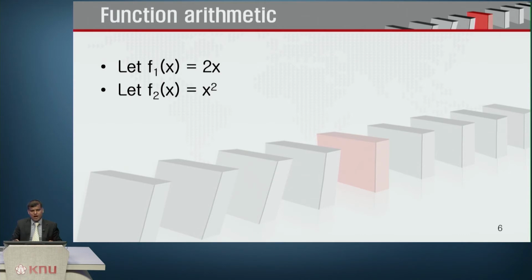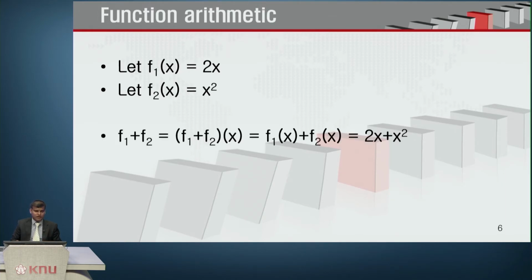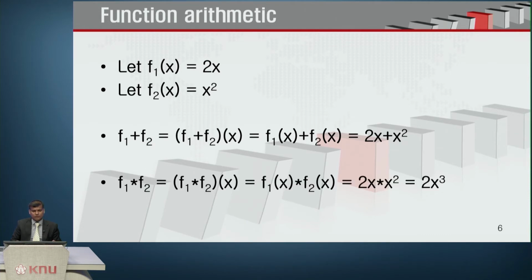We do have function arithmetic. Let f1 of x be 2x and f2 of x be x squared. In fact, you can perform simple arithmetic like addition, subtraction, multiplication, and so on. Say f1 plus f2 of x equals f1 of x plus f2 of x. That's quite simple, like 2x plus x squared. And if you are thinking of other arithmetic operations, you can consider f1 times f2 of x, that is f1 of x times f2 of x, which equals 2x times x squared, and that's nothing but 2x cubed.